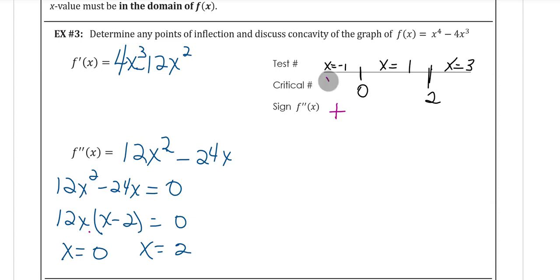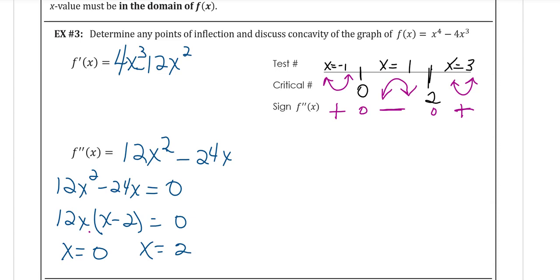So what does that mean? That means that I should be concave up. And then if I put 1 in my second derivative, I'll have a positive times a negative. So I get a negative. So this will be concave down. And of course it's 0 at 0. And then when I go to 3, I have a positive times a positive, so I get a positive. So I am again concave up. And of course it's 0 at 2.